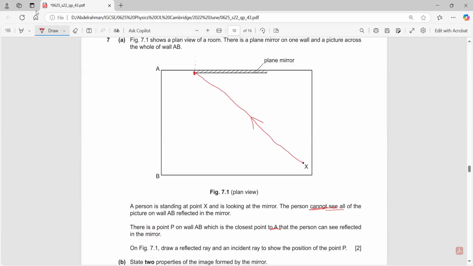At this point, I will draw a normal line and measure the angle of incidence. Since this is a mirror, you need to draw the reflected ray. The reflected ray would reach, for example, this point. Again, you're drawing using your protractor and ruler. You need to measure the angle of incidence, make sure it's equal to the angle of reflection, draw the angle of reflection, and reach the point on the wall. That would probably be around this point, and call this point P. This is how you can reach the closest point to A. Why? Because you've increased the angle of incidence as much as possible.